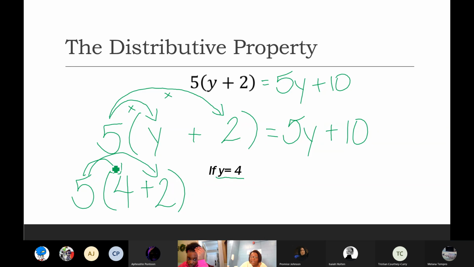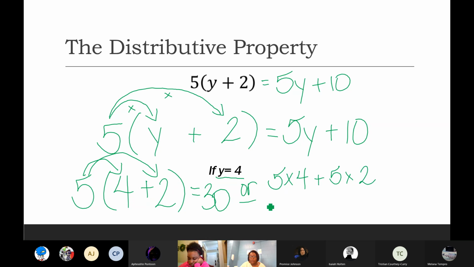In other words, I could just do order of operations here to solve it. That would be 6 times 5, which would be 30. Or when I'm using that distributive property, what I'm saying is 5 times 4 plus 5 times 2. Can someone let us know what is 5 times 4? 20, very good. And what is 5 times 2? 10. So don't I get the same answer?